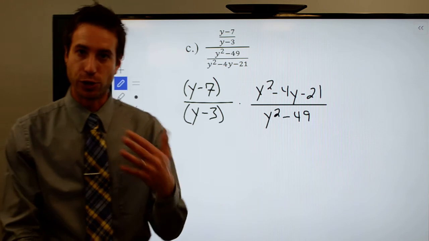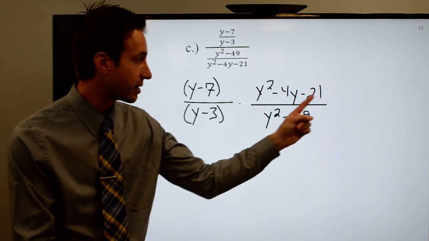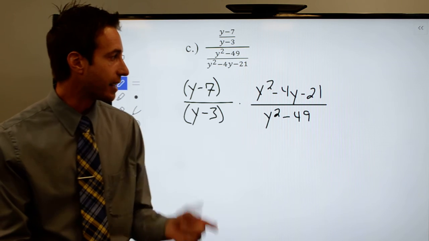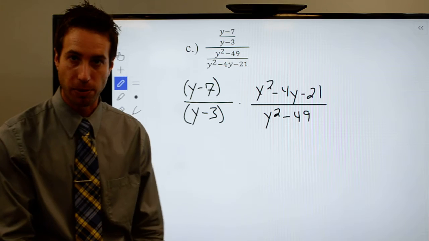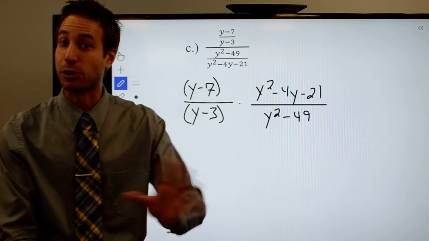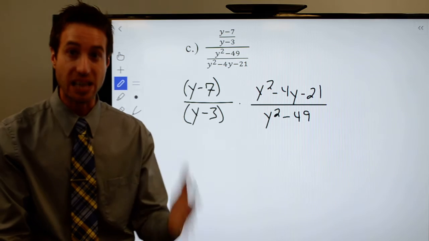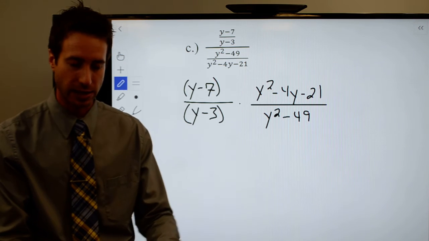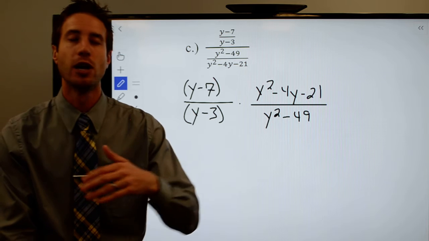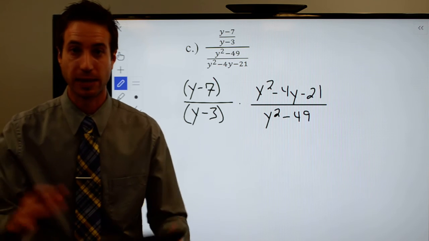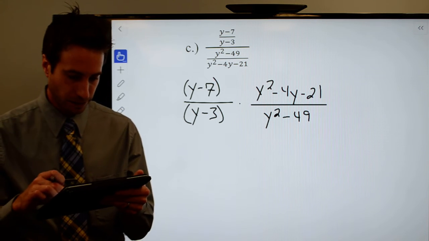Okay, at this point we should be getting pretty comfortable with factoring. This is a general trinomial. I know that because it's a y squared and 21 is not a perfect square. So hopefully it'll factor pretty easily. I don't know, we'll see. Y squared minus 49 is another difference of squares. It is going to show up over and over, you'll be sick and tired of difference of squares by the time we get to the end of this chapter.